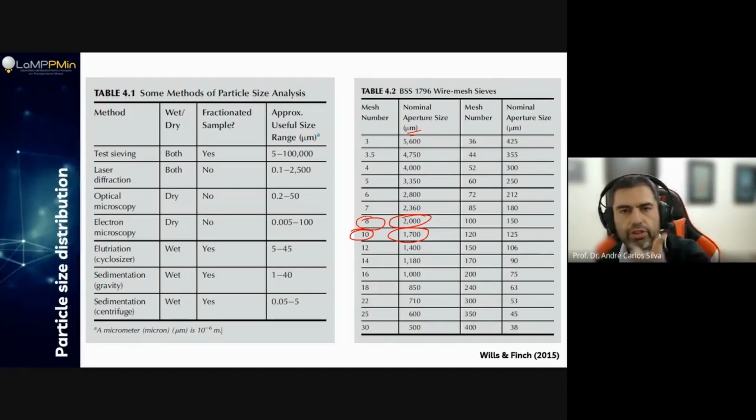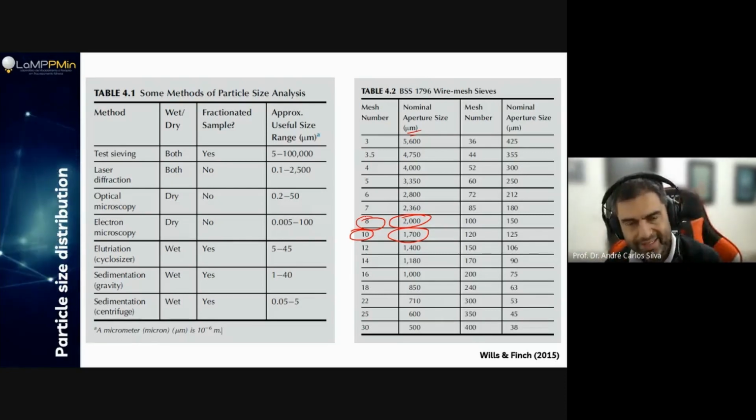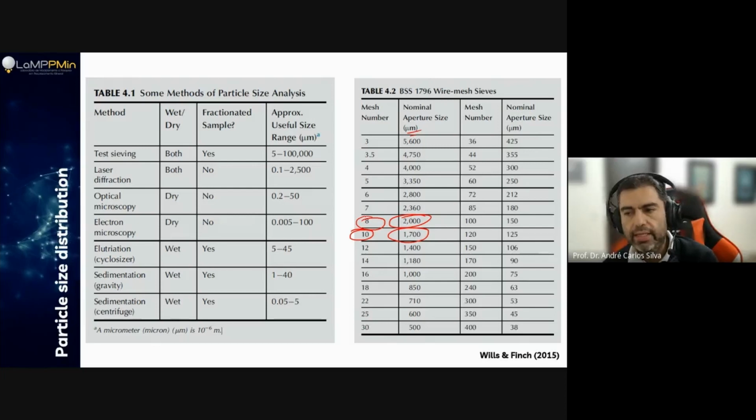Wow, but you just showed us one sieve, and that sieve was number 10, 2 millimeters. What is the difference? Sometimes you can end up having a small difference from one manufacturer to another. That's why it's of paramount importance that you take the sieve and write down the exact aperture of the sieve, and not just go to a table, take a look at that and say, okay, I'm going to use this number. You can make mistakes, really.